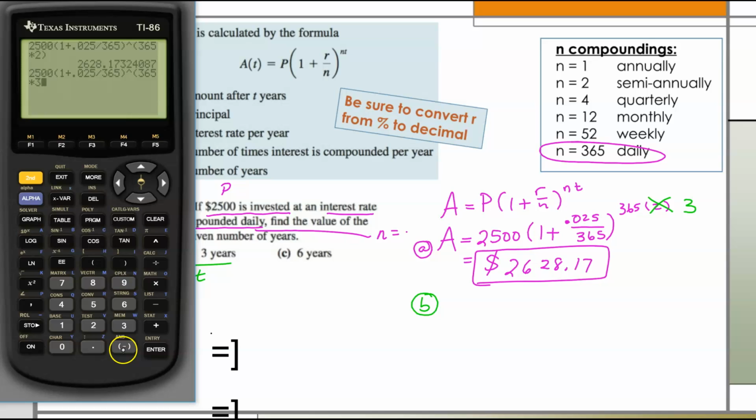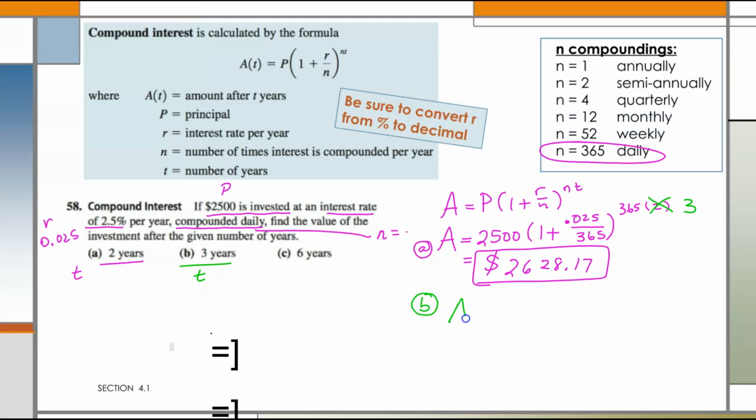Instead of 2 years, we're going to make that 3 years. And if we make that 3 years, we have $2,694.70. So after 2 years, about $2,600. After 3 years, $2,794.70.